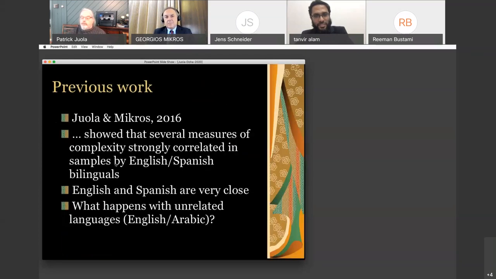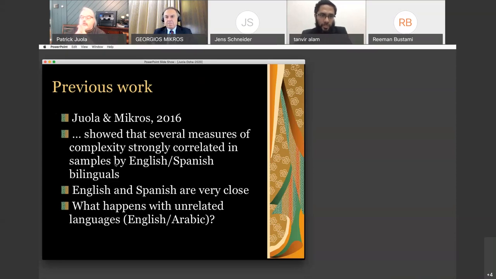Now, in previous work, which I did with George Mikros, and thank you very much, George, we showed that several measures of complexity strongly correlated with each other in samples by English-Spanish bilinguals. That is to say, if people who wrote complex language in English tended to write complex language in Spanish, and vice versa. And this happened no matter what definition of complexity we used.